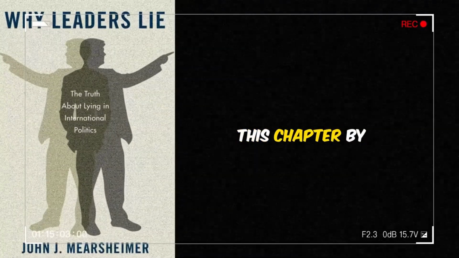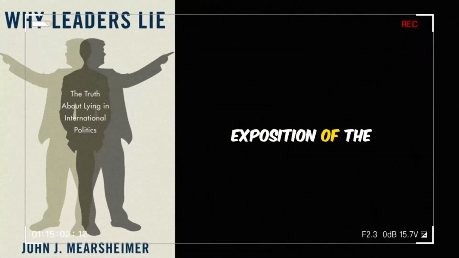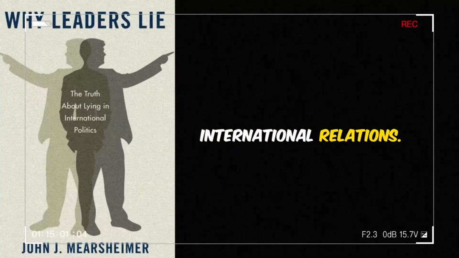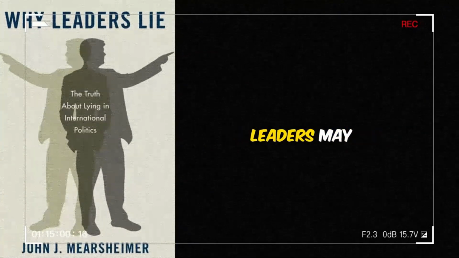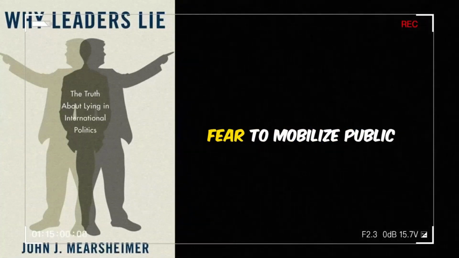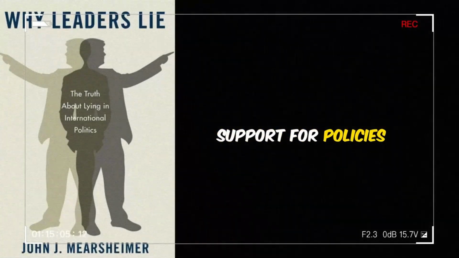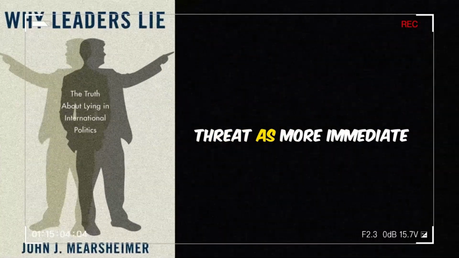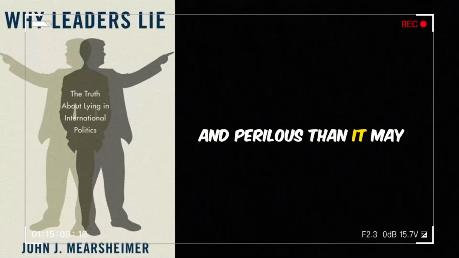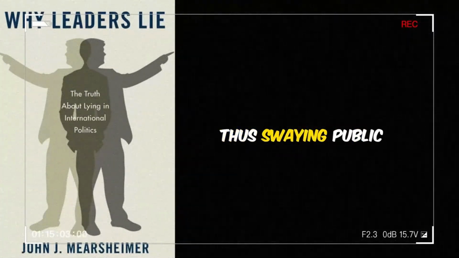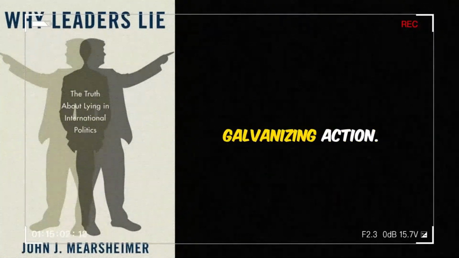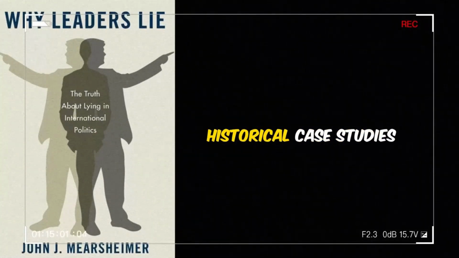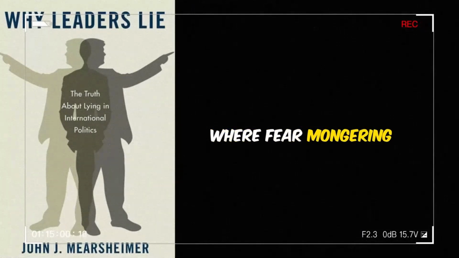Mearsheimer commences this chapter by providing a lucid exposition of the concept of fear-mongering and its pivotal role in international relations. He illuminates how leaders may strategically exploit fear to mobilize public support for policies they deem crucial. This often involves portraying a looming threat as more immediate and perilous than it may actually be, thus swaying public sentiment and galvanizing action.